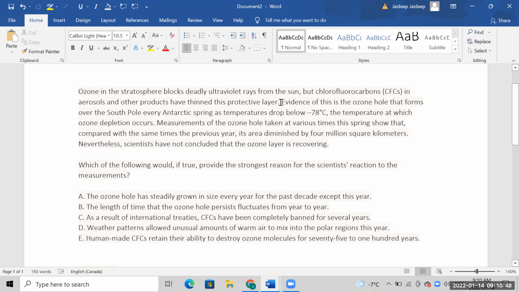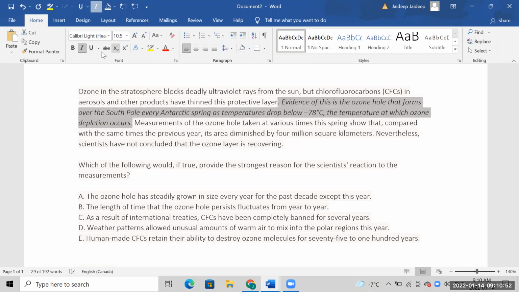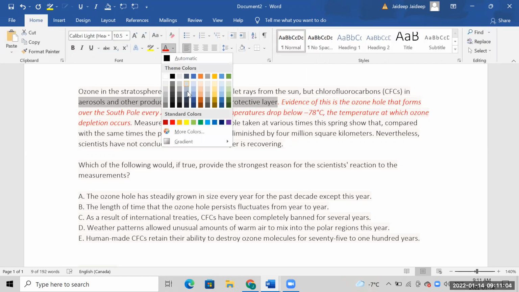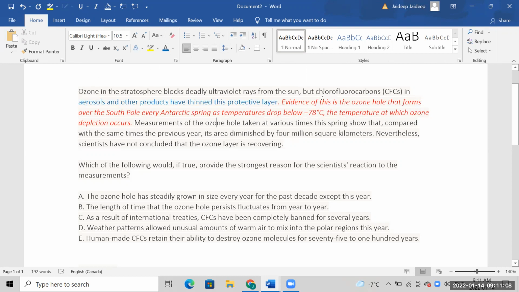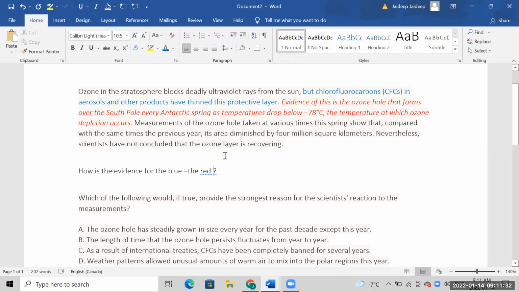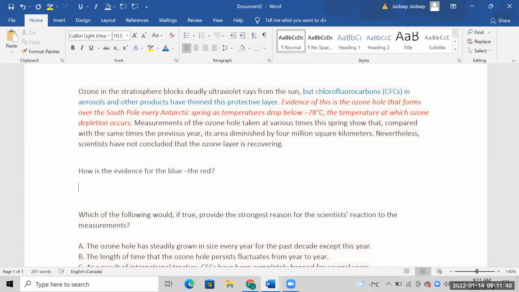I don't understand. This seems to weaken the statement. If you're telling me that CFCs can break the ozone layer, but actually anytime you go below minus 78 the ozone layer also depletes, I don't know how that is the evidence for the blue, the red. Struggling a little bit on that one. I'm not sure.